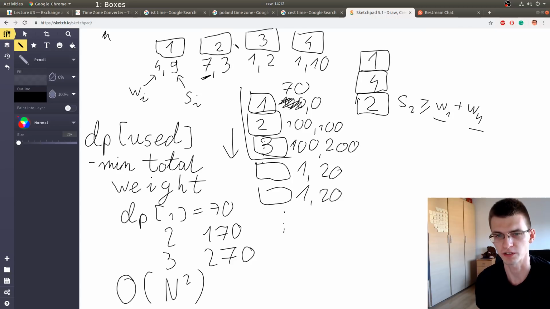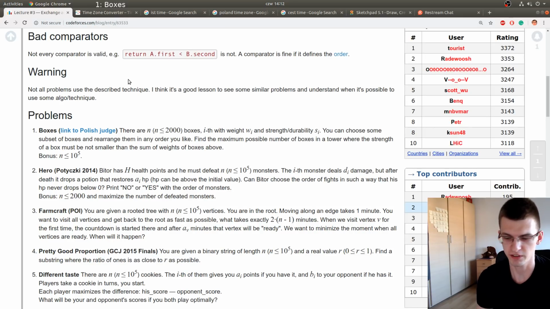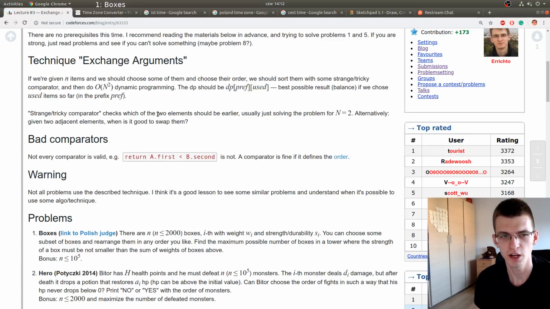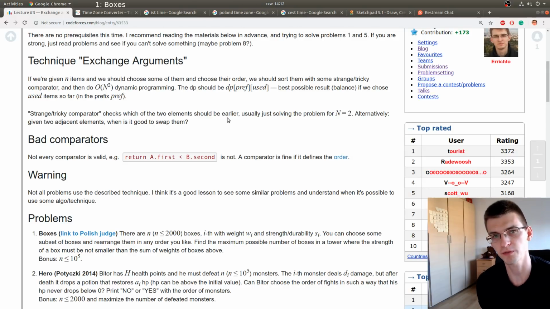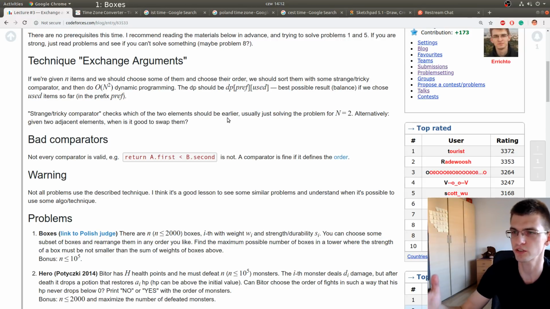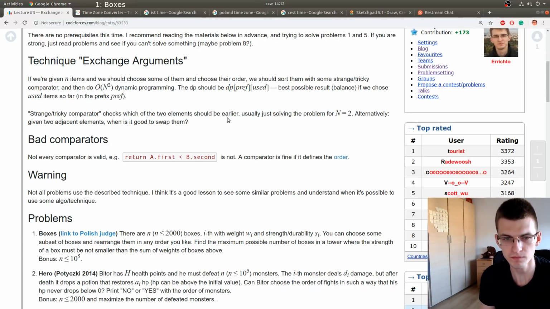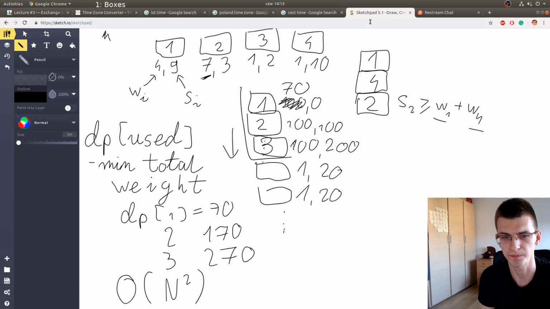So, what about the order? As the theory part of the technique says, here we should focus on solving a problem for n equal to 2. We should invent some, sometimes strange, comparator in order to sort the items. For example, maybe we would sort them just by strength, and it will be sometimes trickier. And then after finding this order, we would run the dynamic program. And so let's do that.